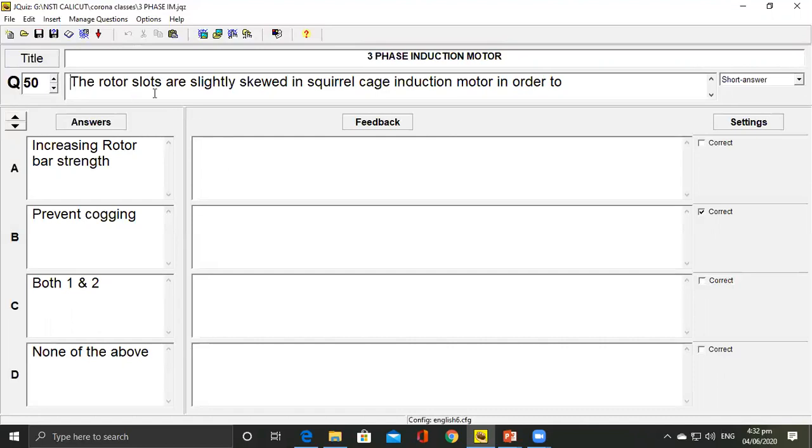The rotor slots are slightly skewed, which means some angle of inclination will be there. It is not a straight line, so some skew will be there. So the answer is prevent cogging. To prevent cogging, we use the skewed squirrel cage rotor.